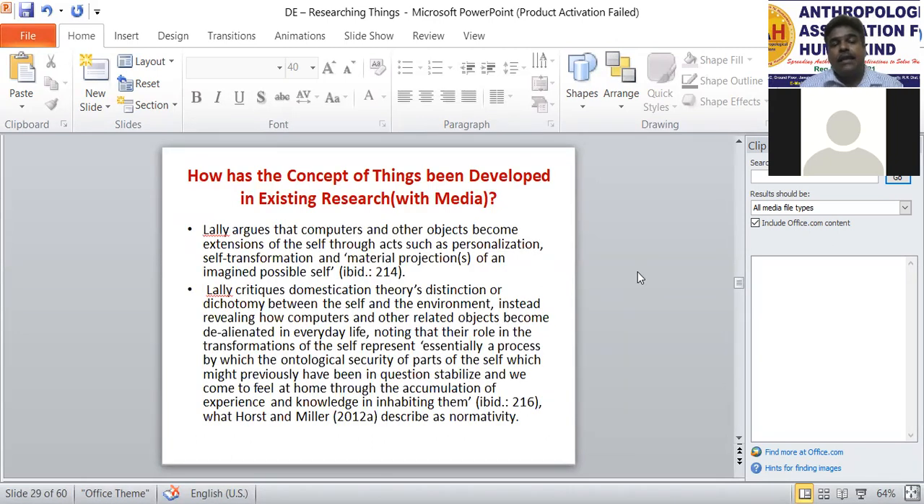Lally argues that computers and other objects become extensions of the self through acts such as personalization, self-transformation, and material projections of an imagined possible self. This is a very interesting observation. You see, Lally argues that computers and other objects become extensions of the self through acts such as personalization, self-transformation, and material projections of an imagined possible self.